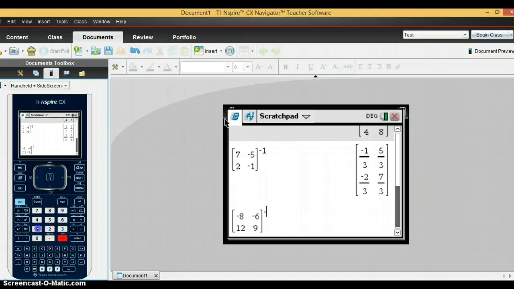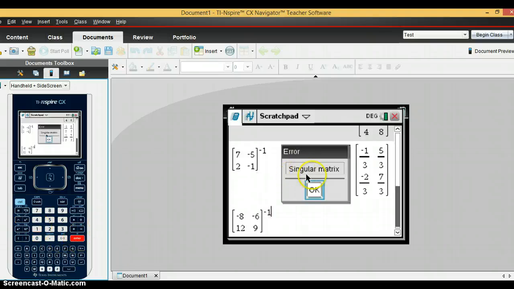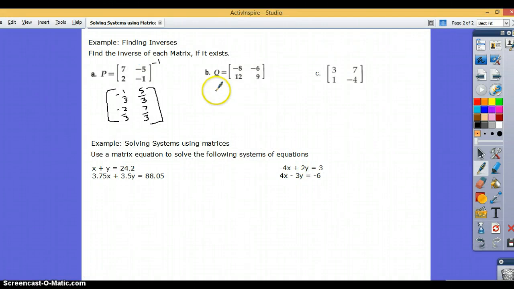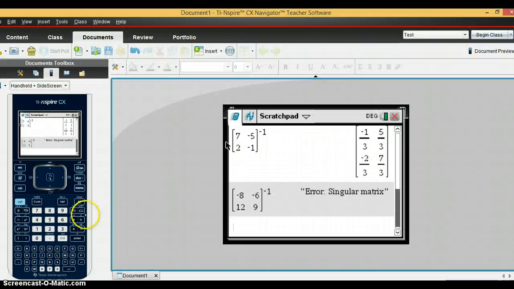Raise it to the negative 1, and it gives us that error again, singular matrix. So this has no inverse. Alright, so pause it here, try this one on your own, and then we'll check back with you. You should have paused it and tried this one on your own. Let's check to see what we get.